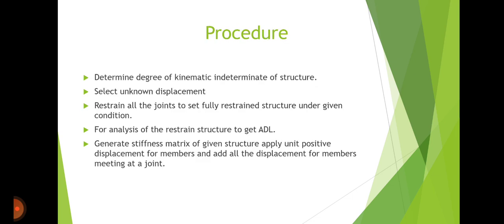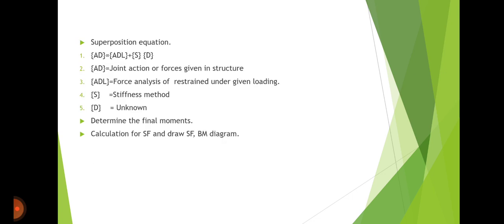Procedure. Determine the degree of kinematic indeterminacy of the structure. Select the unknown displacements. Restrain all the joints to get a fully restrained structure under the given conditions. Analyze the restrained structure to get ADL, and generate the stiffness matrix of the given structure. Apply unit positive displacement for members and add all the actions for members meeting at a joint.